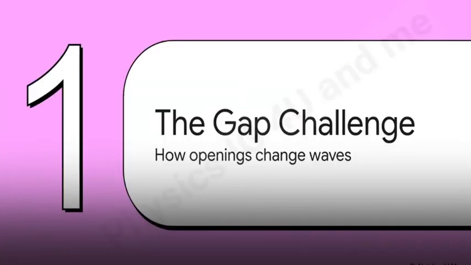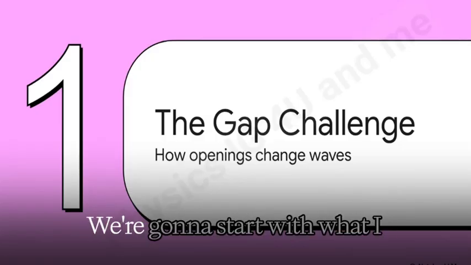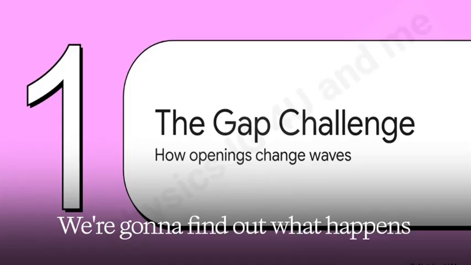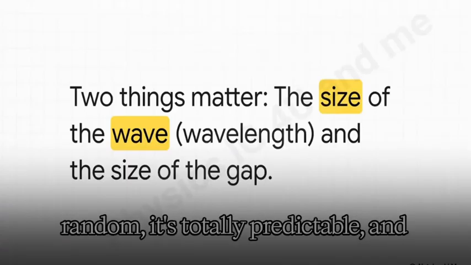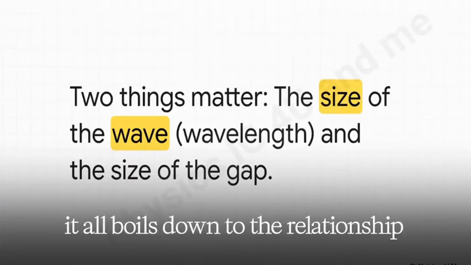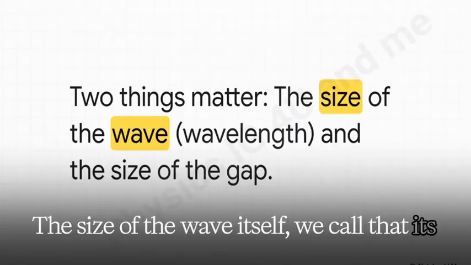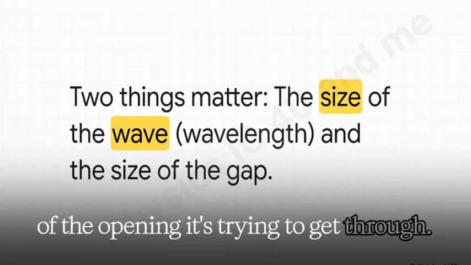Pretty cool. Okay, so to really get a grip on this, let's look at a couple of scenarios. We're going to start with what I like to call the gap challenge. We're going to find out what happens when a wave tries to squeeze through an opening, like, say, a doorway. Now, what happens here isn't just random, it's totally predictable, and it all boils down to the relationship between two really simple things. The size of the wave itself, we call that its wavelength, and you guessed it, the size of the opening it's trying to get through.